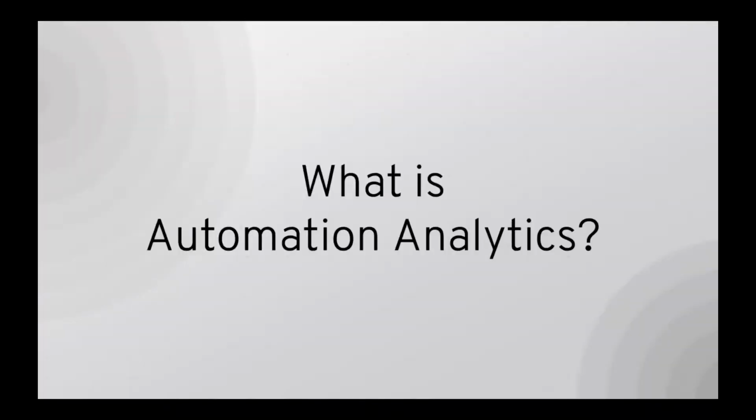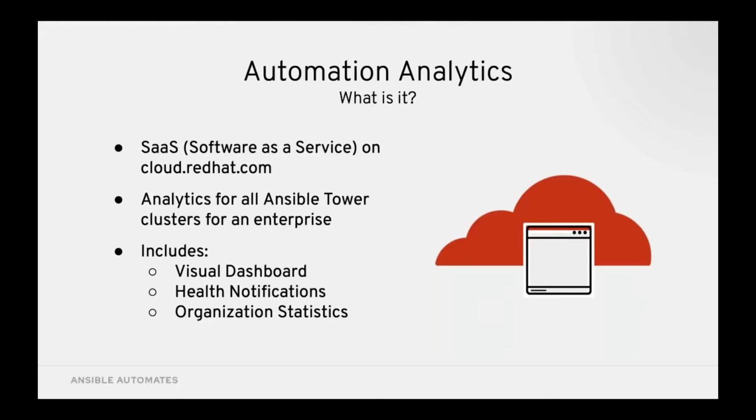Okay, so what is automation analytics? This is a software as a service offering that lives on cloud.redhat.com and provides visualizations of the use of automations for all the Ansible Tower clusters running in your enterprise. And it includes three main parts. You get a visual dashboard, health notifications, and organizational statistics. And along with Automation Hub, it lives on your cloud.redhat.com dashboard, and we'll show you what that looks like later in the presentation.